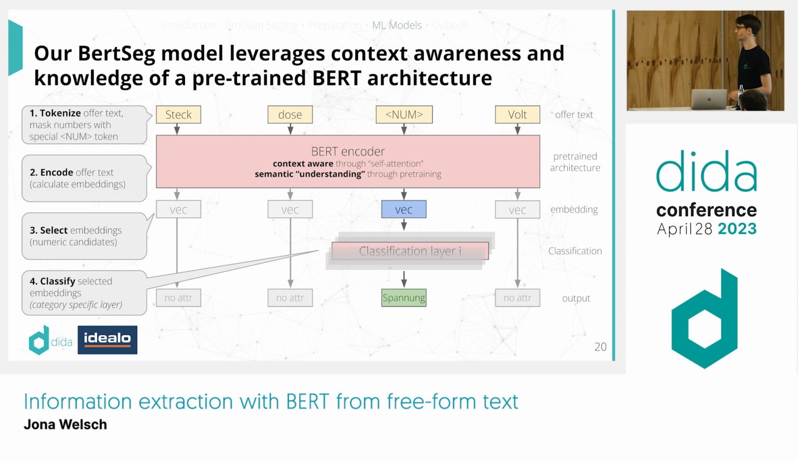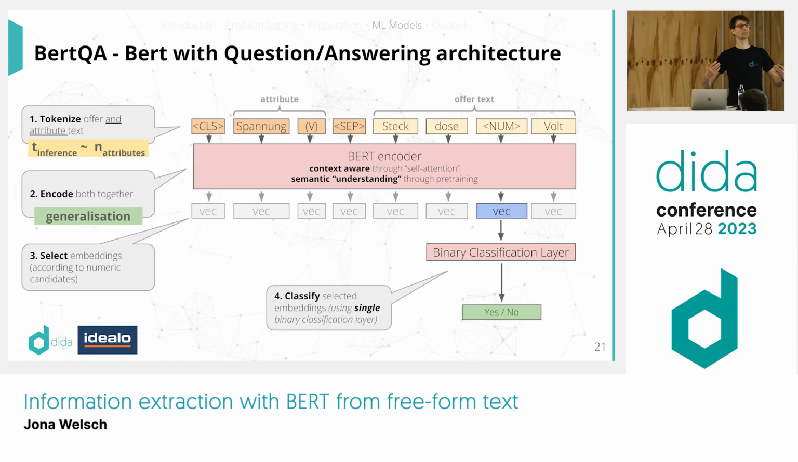After this, I get out a classification. Ideally, I get out that this is the voltage, and I'm done. I can do a similar thing, but with a slightly different architecture we called BertQA. Again, we start with tokenizing our text and putting the text into our BERT model, but this time we actually add the attribute we are looking for into the input. That means everything goes through the BERT encoder, and we get a vector out, but this time the vector, which is down here and corresponds to our number, does not only depend on the context of the offered text, but also depends on the attribute we are looking for.